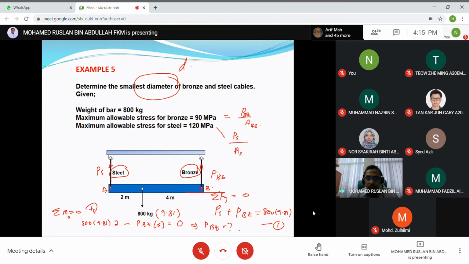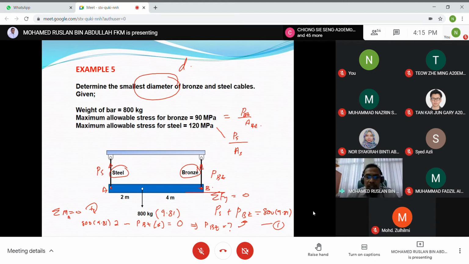So after that, you can put PBZ here, and then you can determine the P steel. So this is the first two steps. First is to draw the free body diagram. So this is a free body diagram.